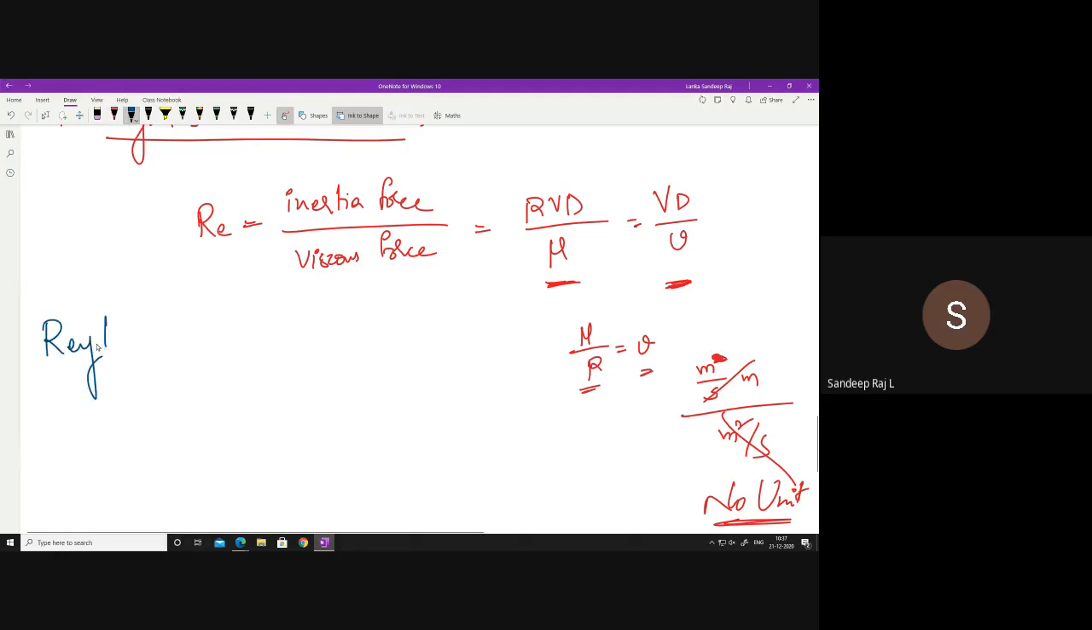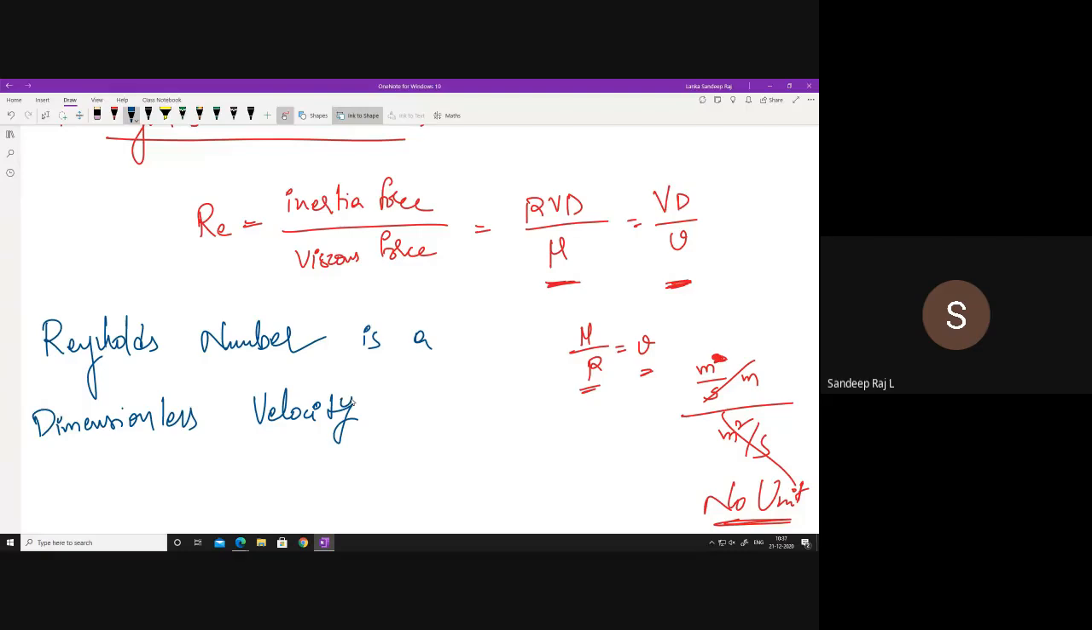This is very important. Reynolds number is a dimensionless velocity. If you want to express velocity without a unit, without a dimension, you will be making use of the Reynolds number. Reynolds number is a dimensionless velocity. This must be kept in mind.